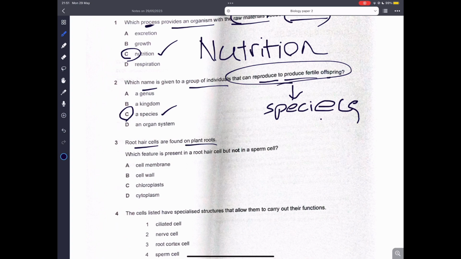Number 3. Root hair cells are found on plant roots. What is a feature present in root hair cells but not in sperm cell? Well, we know that root hair cell is a plant cell. So what is the difference between that? It is a cell wall.